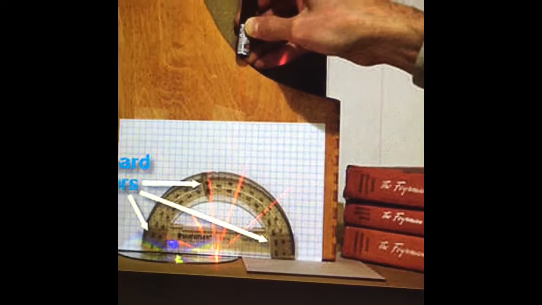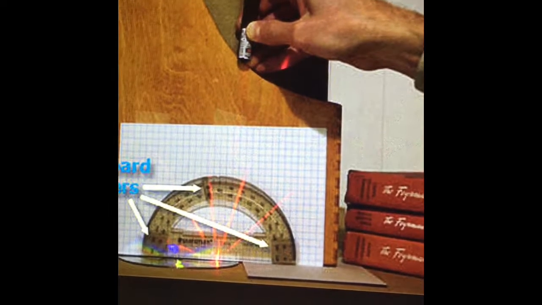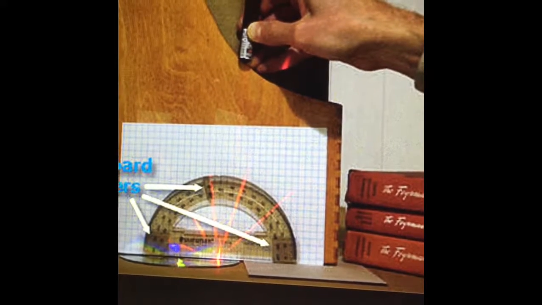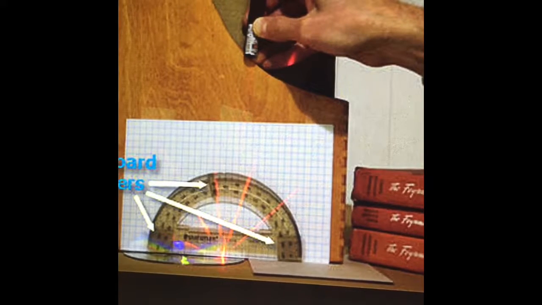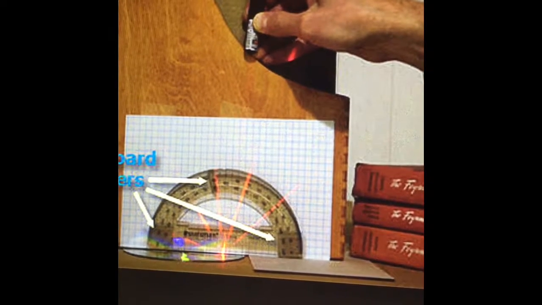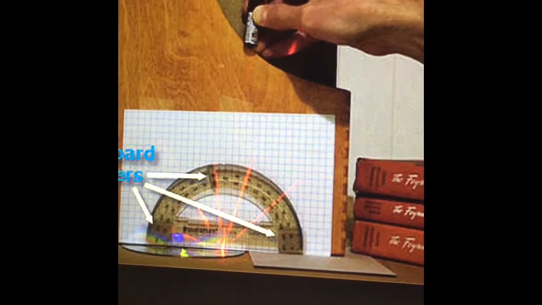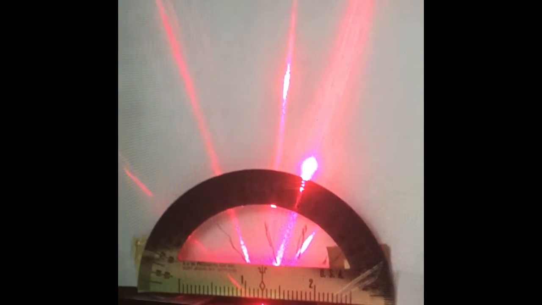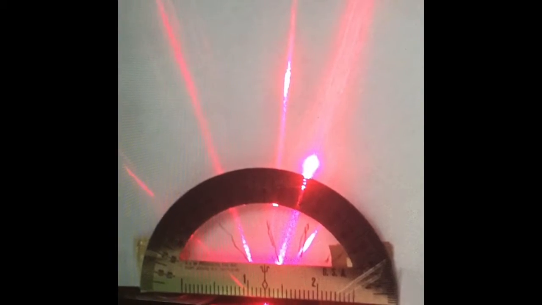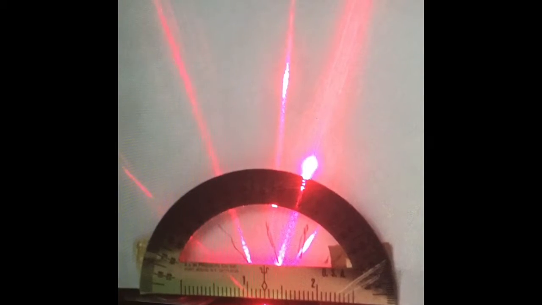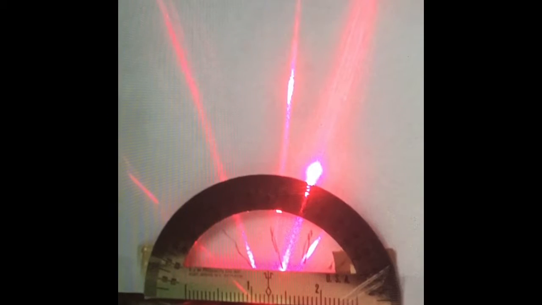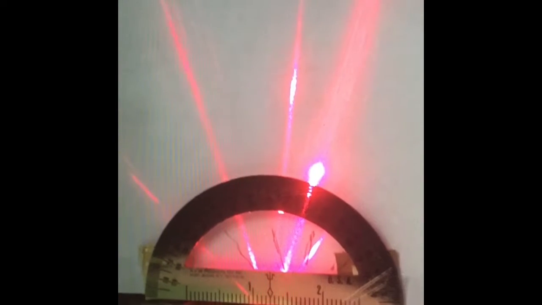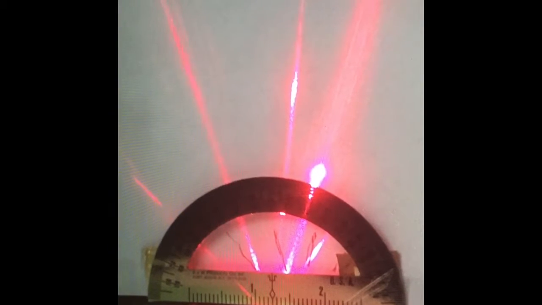First, we shone the laser at an angle on the CD, with it reflecting off the center of the protractor, and we took the following pictures of the protractor with the laser and its reflections on the graph paper. This image is from our experiment. It represents the protractor with the laser and its reflection. As you can see, there are clear lines that represent the path of the laser being reflected.